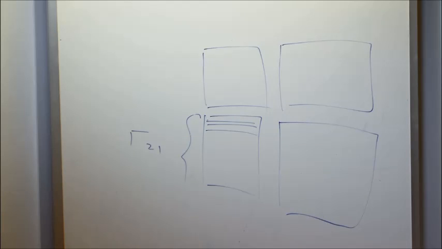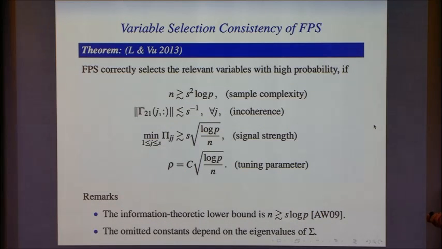We also need signal strength: the minimum diagonal entry of the non-zero part of the projection matrix is at least this large, and the tuning parameter is okay. One remark is that the information theoretic lower bound developed by Amini and Wainwright is n at least s times log p, so there's also a factor of s off. It's also an open question whether this can be removed in a polynomial time algorithm.